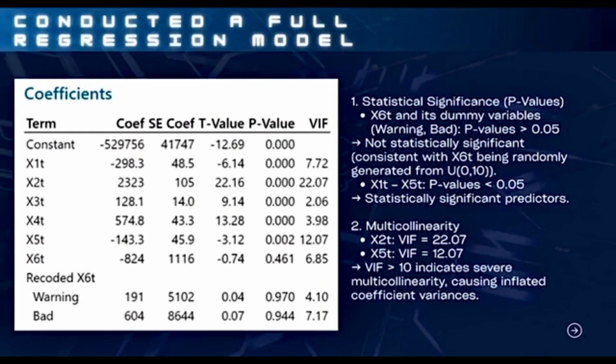Next, we ran the full regression model. While doing this, we identified two major statistical issues. First, the variable x60 had a p-value much higher than 0.05, meaning it is not statistically significant. Second, we found self-multicollinearity. The variable x2t had a VIF of 22 and x5t had a VIF of 12. Since this is above 10, the model is unstable and needs refinement.